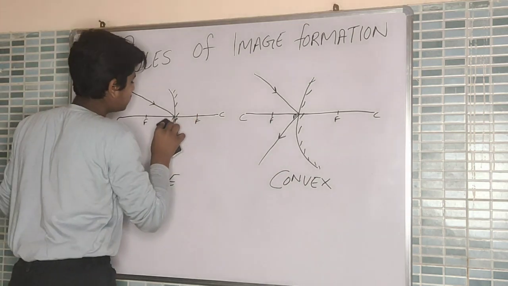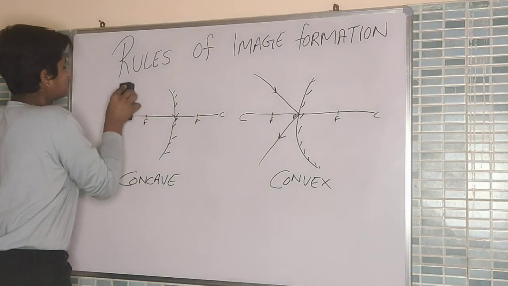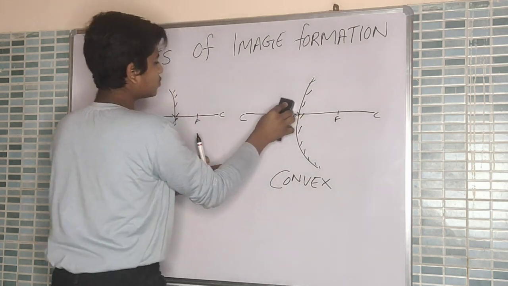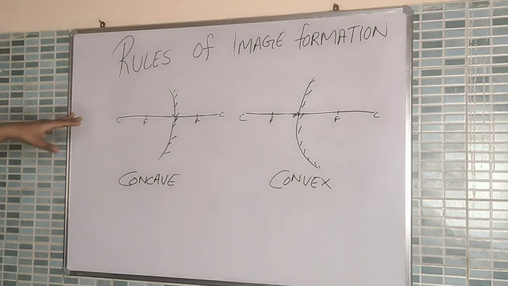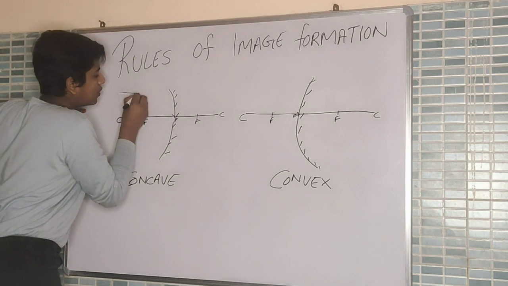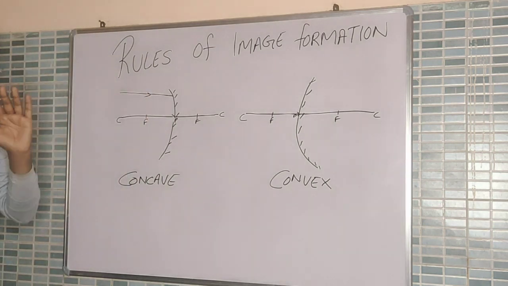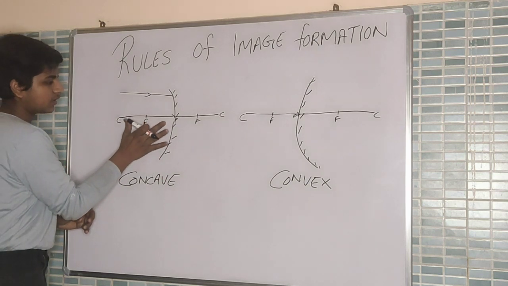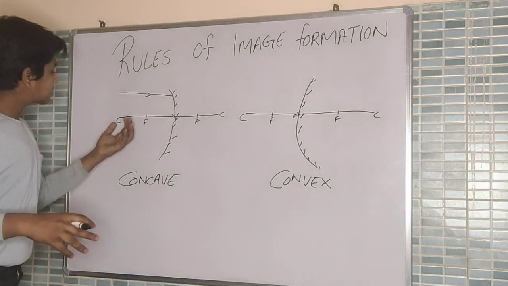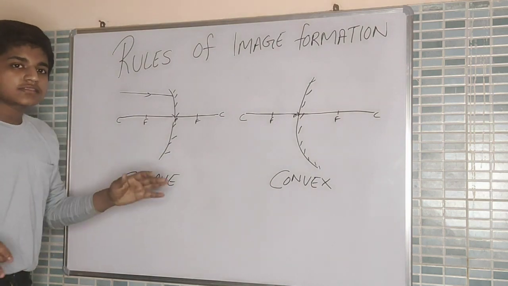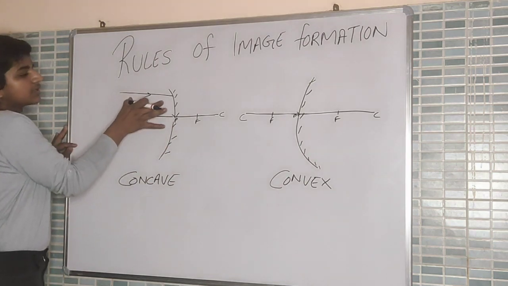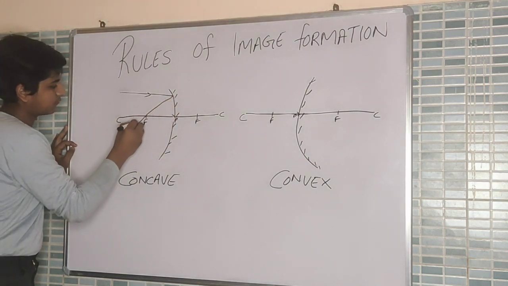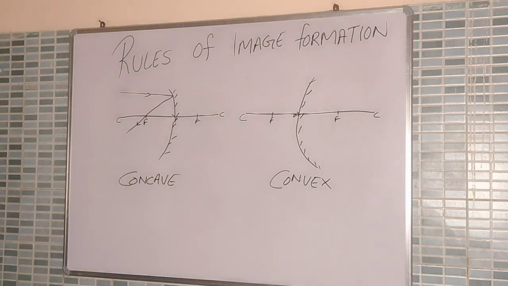So what is the second rule? The second rule is, whenever a ray of light, a ray of incidence, is parallel to the principal axis, remember that this normal line where center of curvature, focus, and pole lie is called the principal axis, this ray of light will pass through the focus. So this is the second image formation rule.